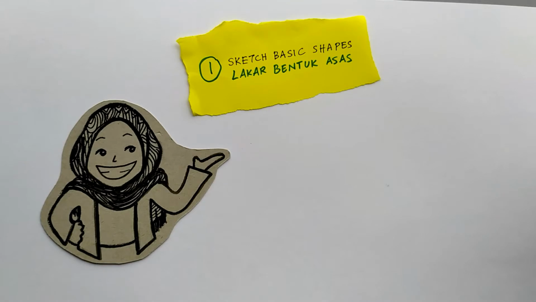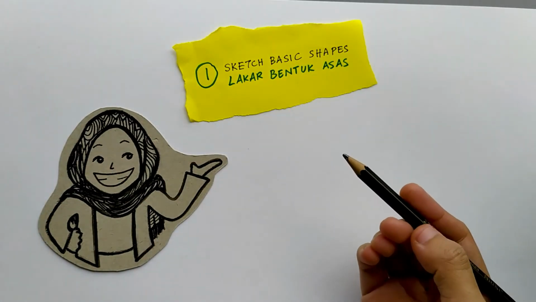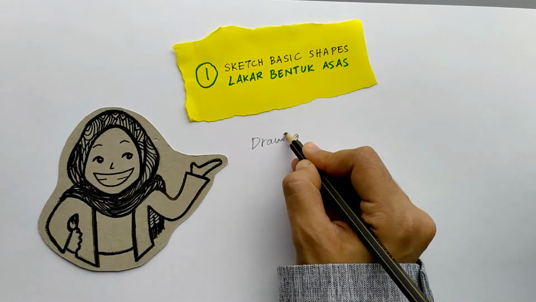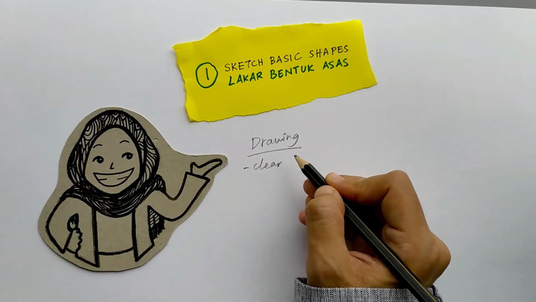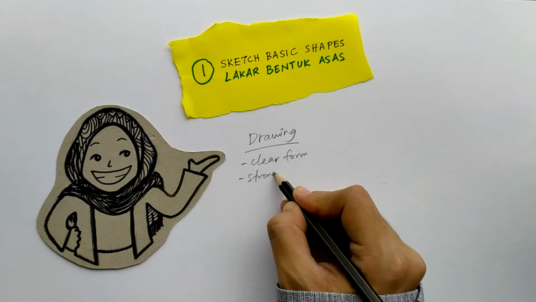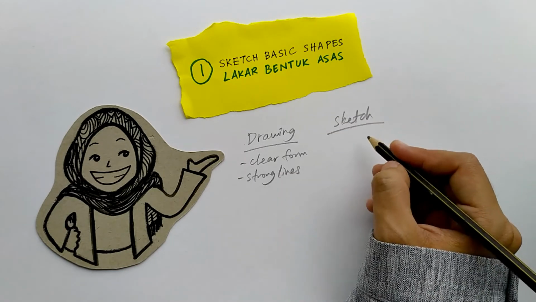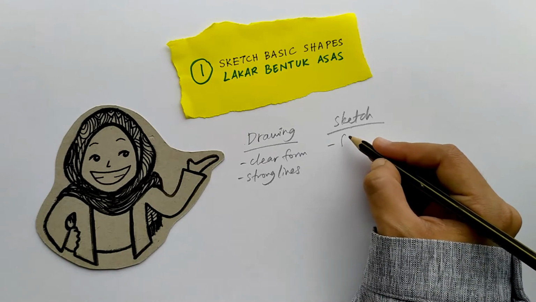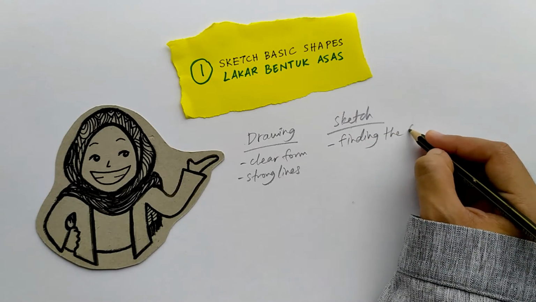Tahu atau tidak? The difference between drawing and sketching is very much in the line quality. So to consider something as a drawing, whether it's the act of drawing from your imagination, a drawing is something that is clear in its form, okay, and something that has very strong lines. Whereas a sketch, you can consider it as sketching from imagination, something that you are still finding what it is, how does it look like, finding the form.